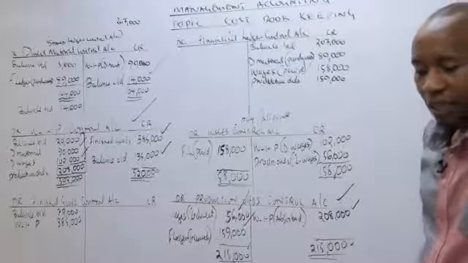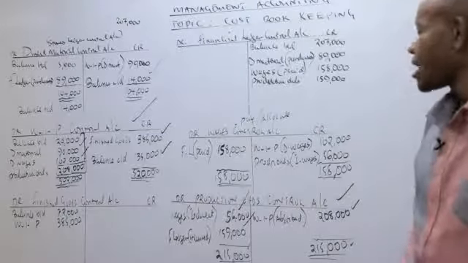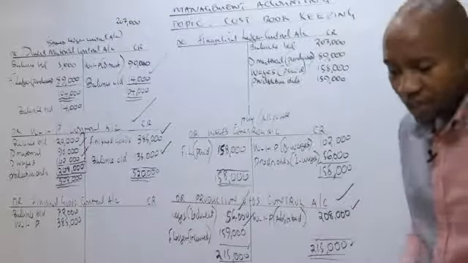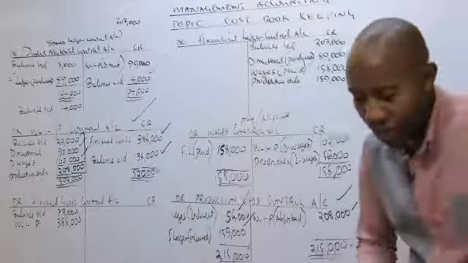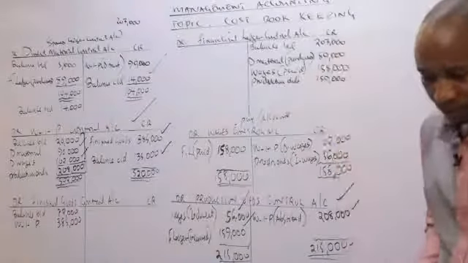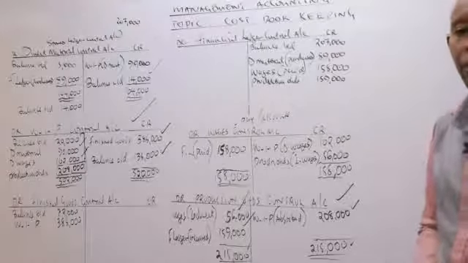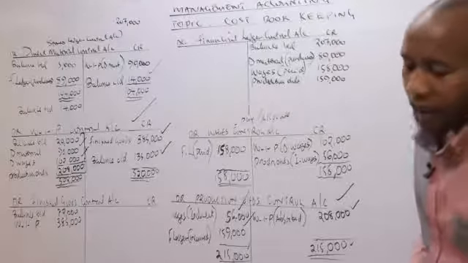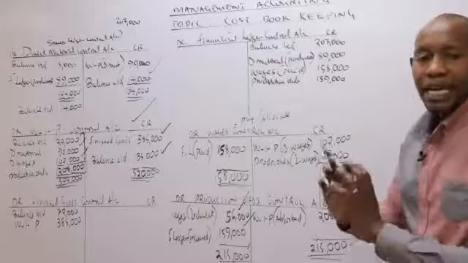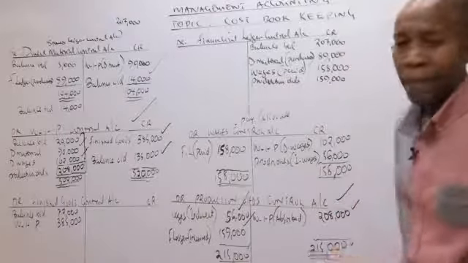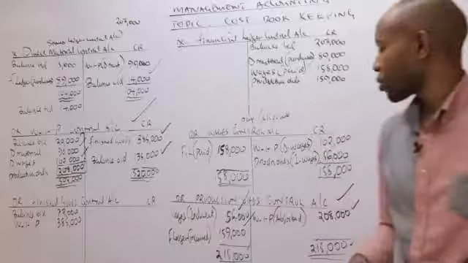And by how much? Yes, there was an under absorption. So we have an under absorption of how much? 215 minus 208 will give you 7,000. Now I can take that amount directly to my profit and loss account, okay? Because it's an under absorption.